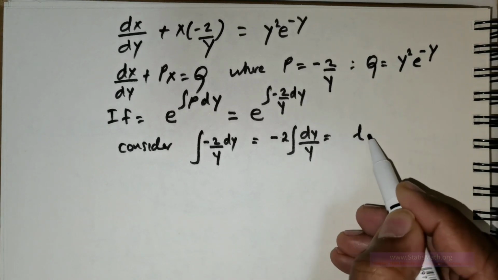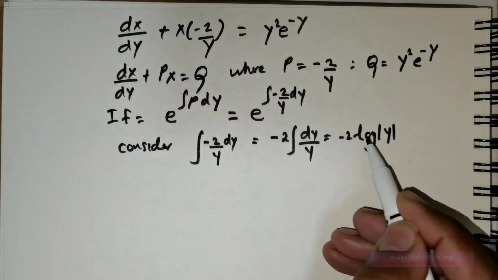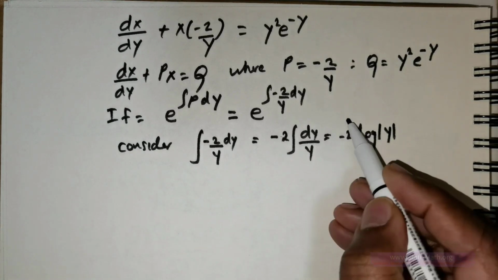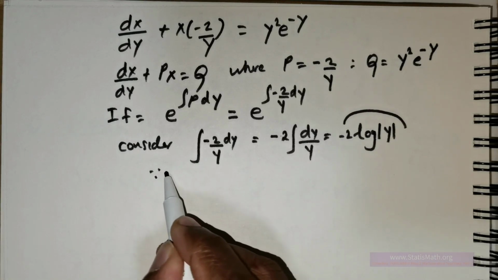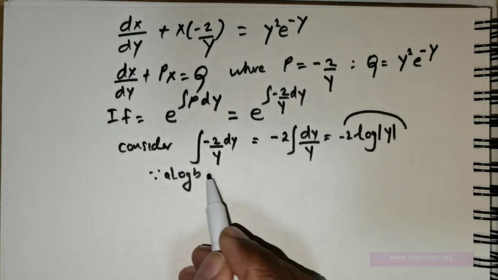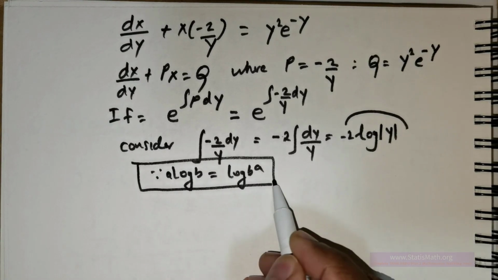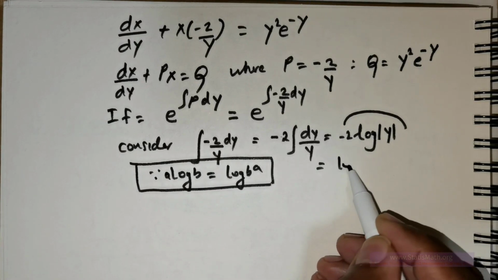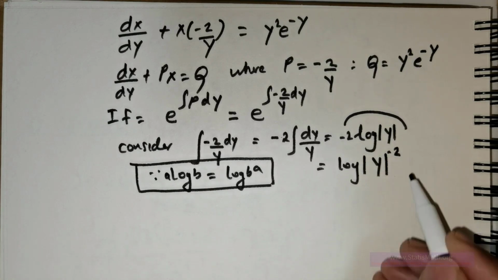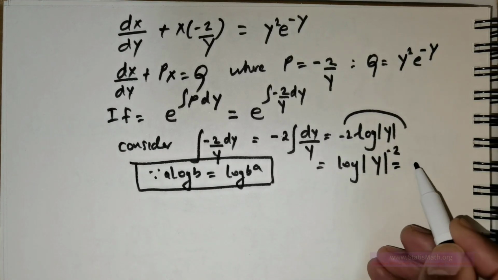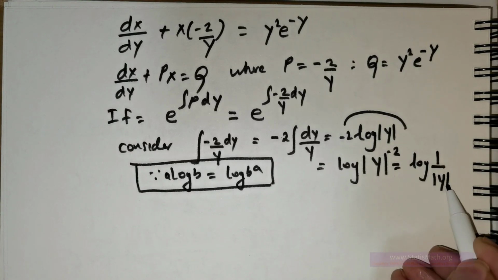Now this is going to be log of modulus y, of course, there's a negative 2 there. Now what you can do is move this 2 to the power of y. Why? Because we know that a times log b is log of b raised to the power a. We know this formula. Because of this formula, this is going to be log of modulus of y raised to the power negative 2. Now I can always rewrite this as log of 1 divided by modulus of y squared.